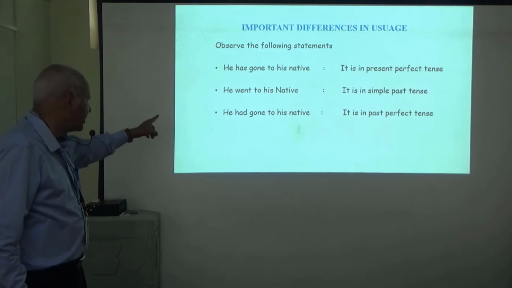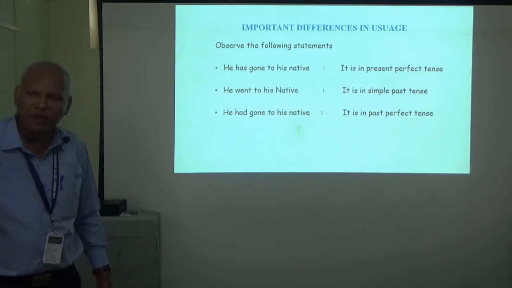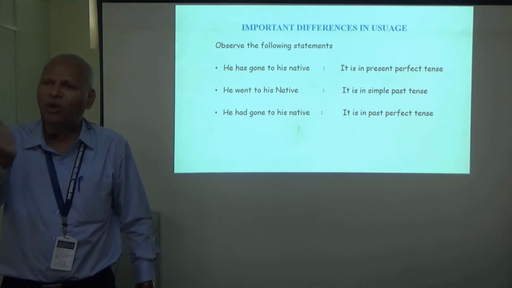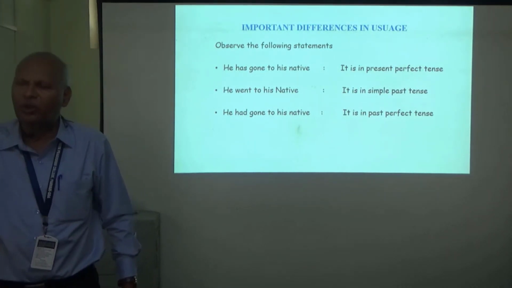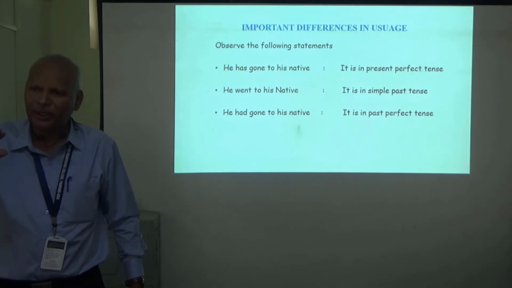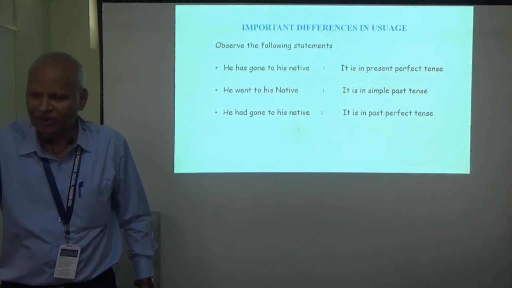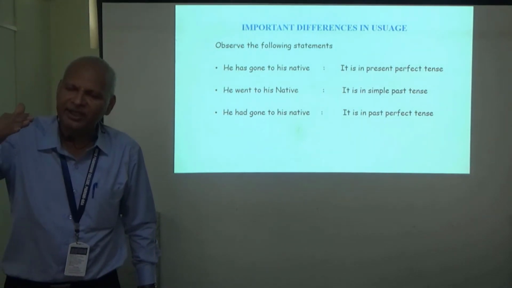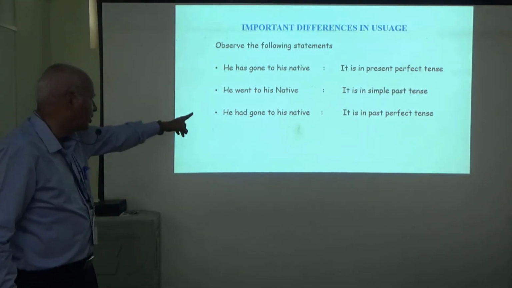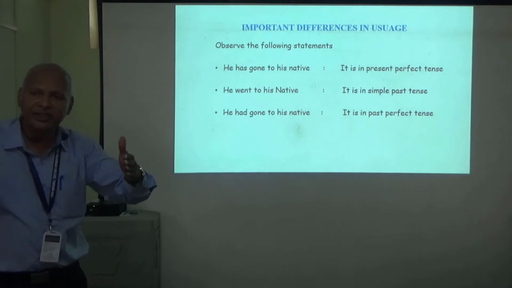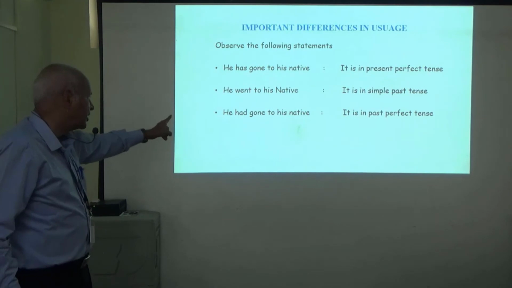And when you come to the third one, he had gone to his native. Here also the action is completed. When you want to say he had gone to his native long back, 1 month ago, 2 months ago, 15 days ago, you would like to refer that 15 days ago or 1 month before only he had gone to his native. If you want to refer to things like this long ago, then you can make use of he had gone to his native. When he reached in the immediate past, 10 minutes before, at that time we are not supposed to use he had gone to his native.